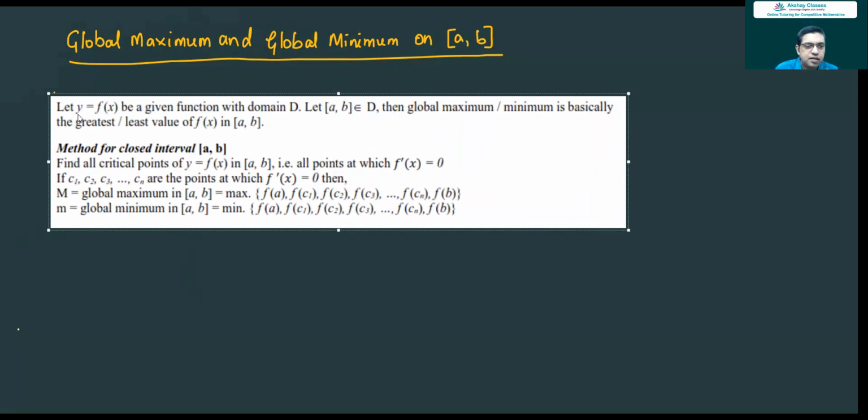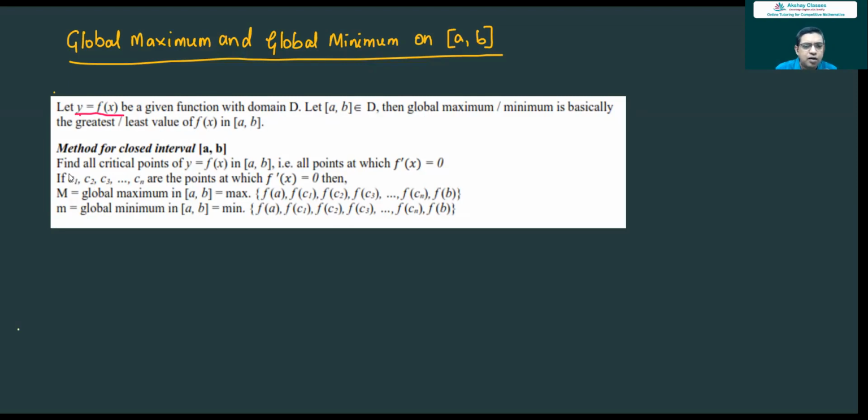Let y equal to f of x be a function in domain D, and let the closed interval AB be within the domain D. Alright, so all points within the closed interval are within the domain D. Then the global maximum and global minimum are basically the greatest and the least value of f of x in that interval. Within that interval, whatever value f of x takes, the least or the greatest, that will become the least or the greatest values.